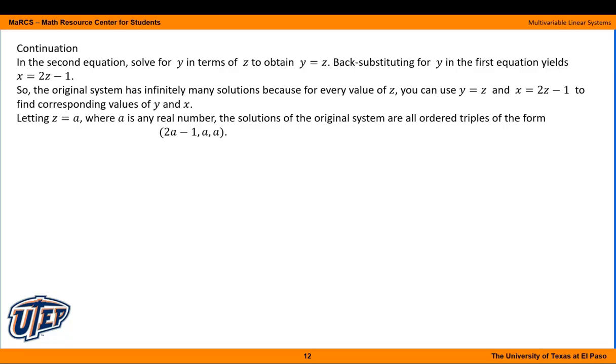From equation 2, we obtain y is equal to z. Substituting this relationship back into equation 1 gives x is equal to 2z minus 1. Since z can be any real number, we introduce a parameter. Let z equal a, then y is equal to a, and x is equal to 2a minus 1. Therefore, every solution can be written as (2a minus 1, a, a), where a is any real number.